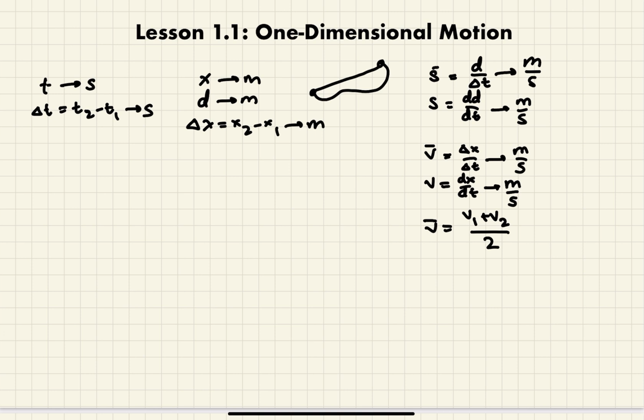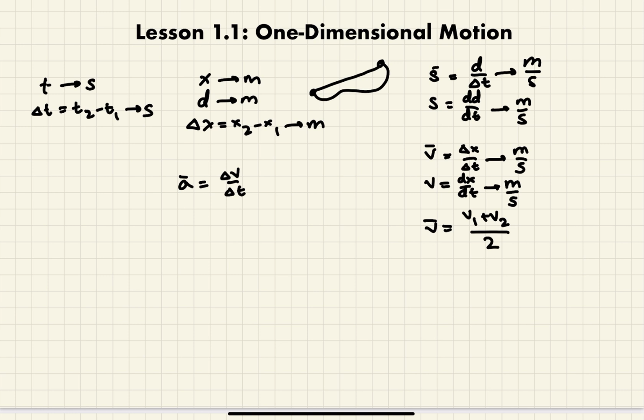Position changes at a rate, that is the velocity. Velocity is the rate of change of position. That's what a derivative means. But what is the rate of change of velocity? That is going to be acceleration. Acceleration, A, is going to be the change in velocity over time interval. And that is delta V over delta T.